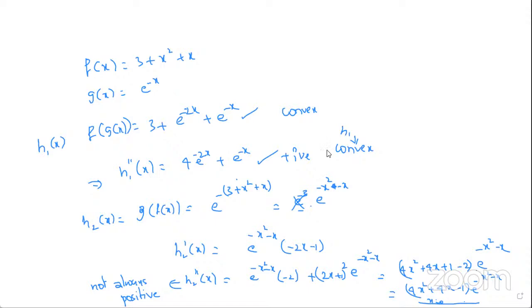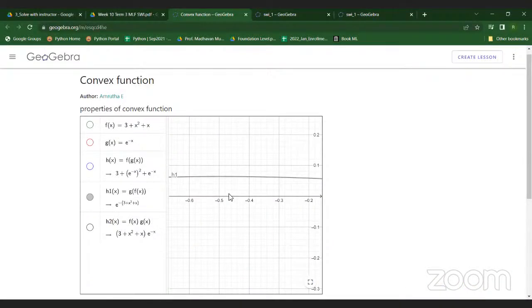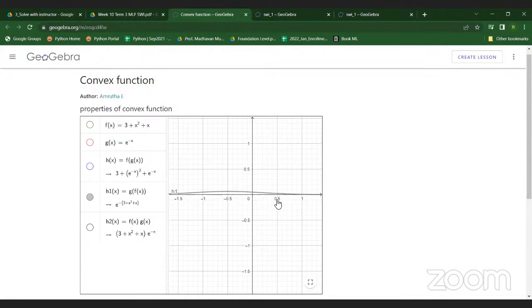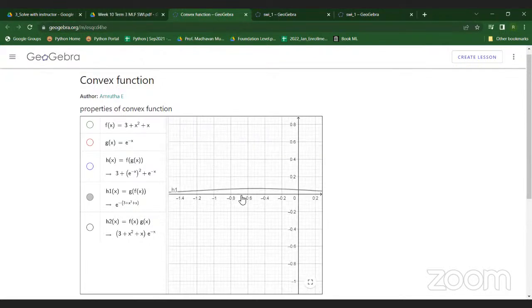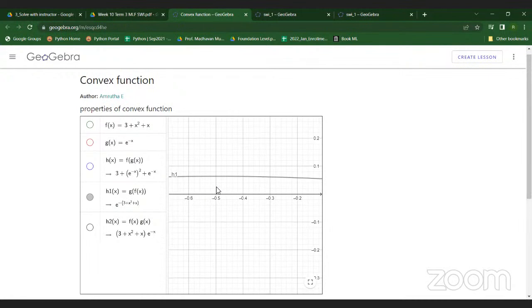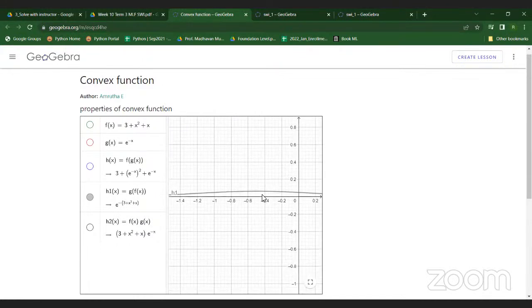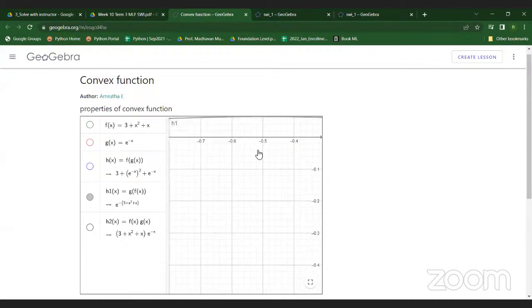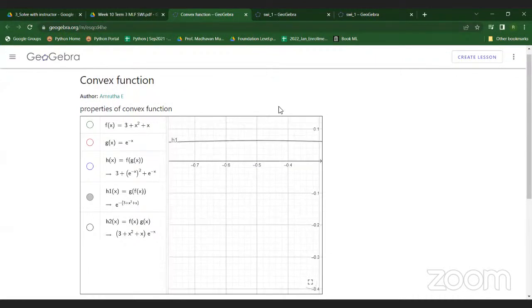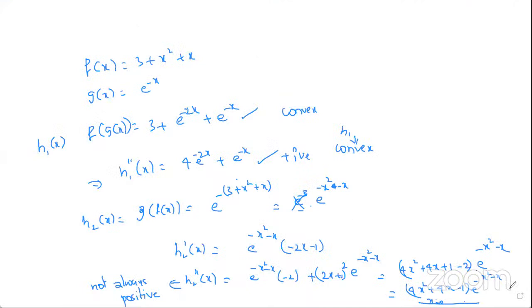So based on the graph, for this, that is e power minus 3 minus 3 plus x square, this appears to be concave, because it is the opposite of the convex. But we are not able to get that part using the derivative. Okay, let's try this again.